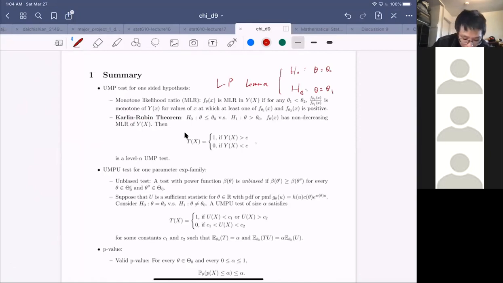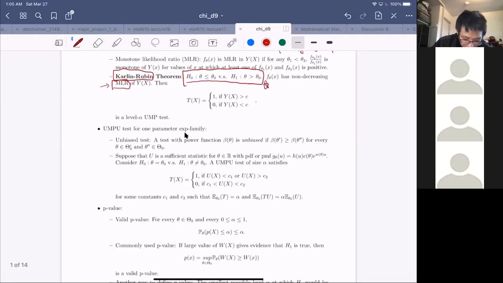And now we have another theorem called the Karlin-Rubin theorem. From this theorem, we can find a UMP test for this one-sided test. The key assumption is monotone likelihood ratio. So if the test is like this, usually you have to check the monotone likelihood ratio first.